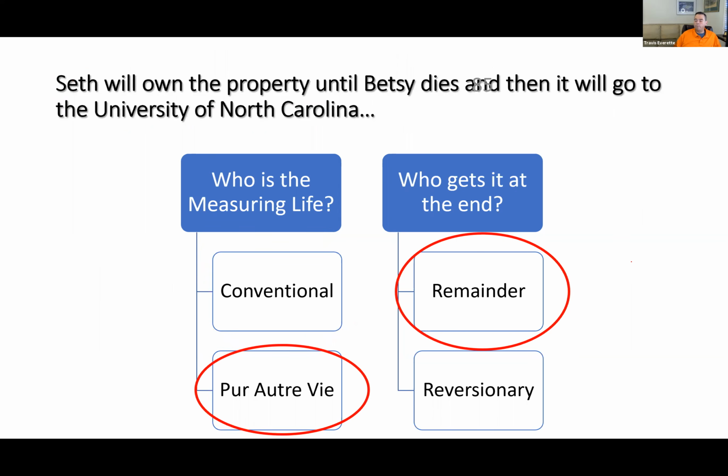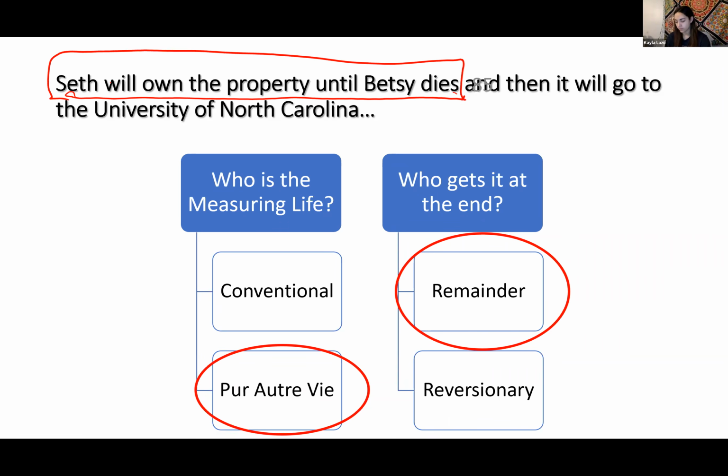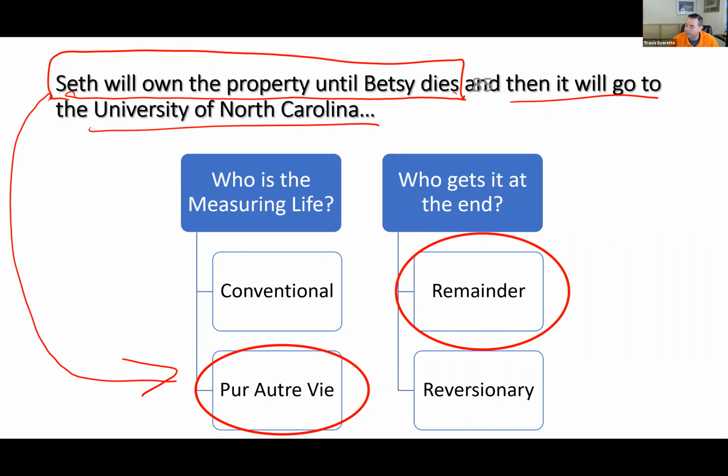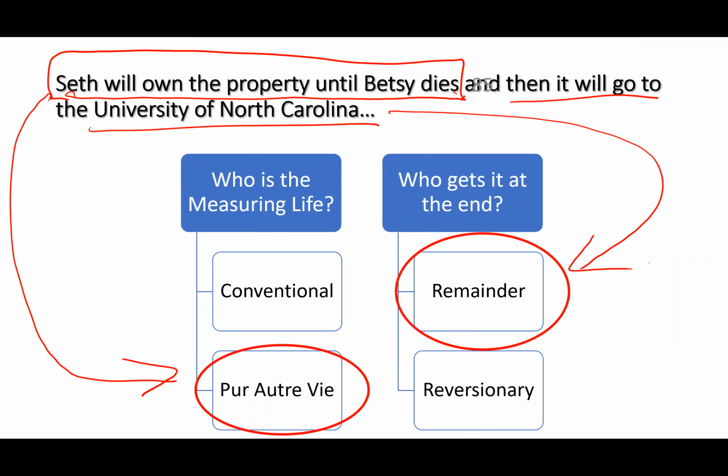Seth will own the property until Betsy dies, and then it will go to the University of North Carolina. So is that per autre vie or conventional? Seth will own the property until Betsy dies. Talk to me about that. Per autre vie. And then it says it will go to the University of North Carolina. They are the remainder. So that's a per autre vie life estate with a remainder interest. How do we all feel about that?